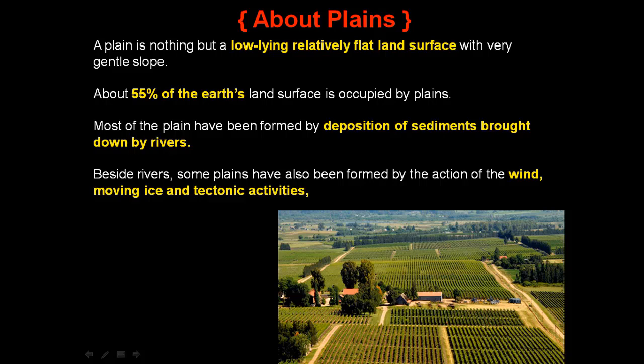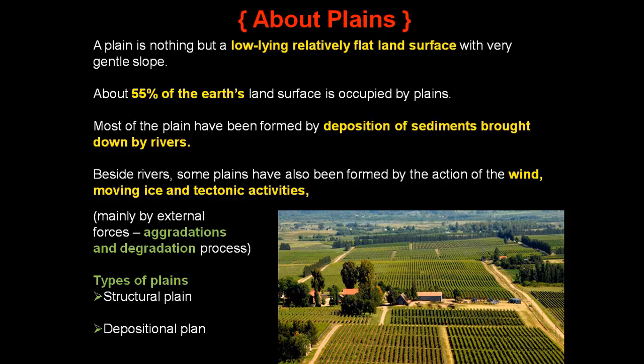down by the rivers. Rivers primarily pick up the fine sediments from the hilly region and deposit them in the low-lying areas, and that gives birth to very fertile land. These lands are very good for agricultural practice. The best examples of plains are the Indo-Gangetic Plain in India and the Hwang Ho Plain in China. Besides rivers, some plains have also been formed by the action of wind, moving ice and tectonic activities.